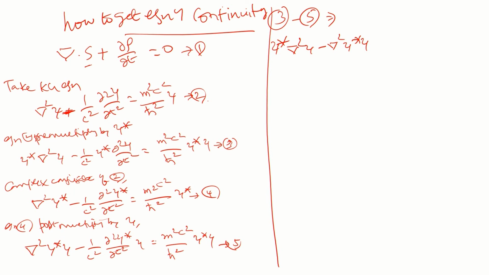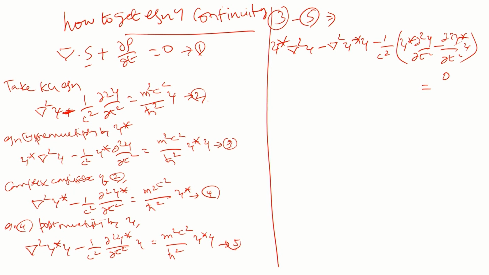Again the second term. Here minus 1 by c² is commonly available. So minus 1/c² times, first term is ψ* ∂²ψ/∂t² minus, the second term is ∂²ψ*/∂t² into ψ, equal to, while subtracting the right hand side it will become 0. Both are equal, so it is 0.